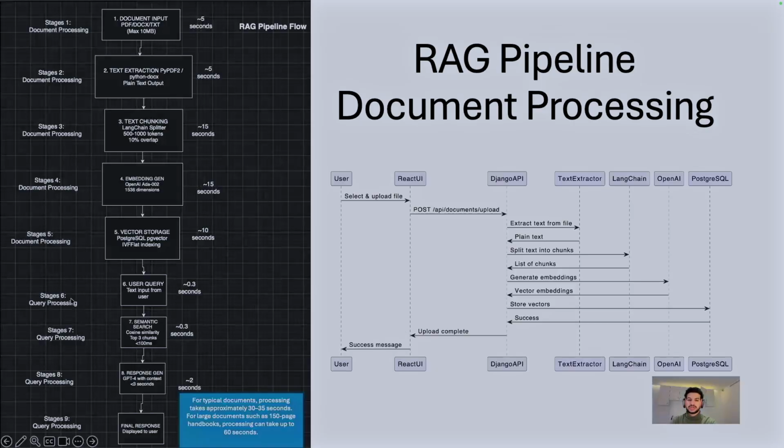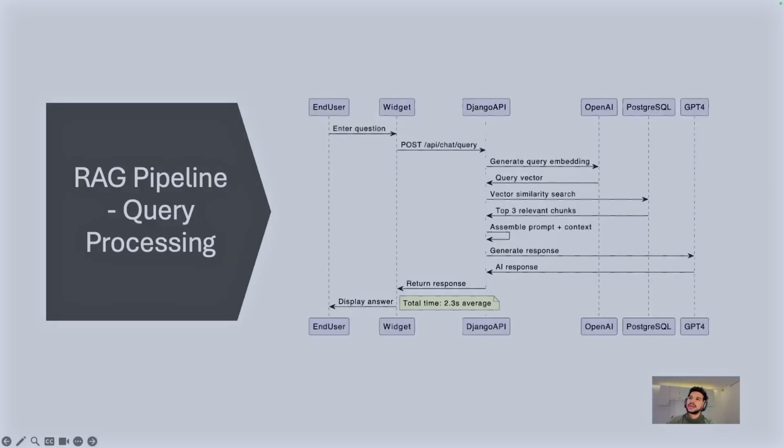The next page we have is RAG pipeline query processing. So here you can see the end user asks a question, and it would be sent to the backend. The backend would generate the query, so it would embed it. And then the query embedding would be sent back to the backend. The backend would try to search for similarity between this and the context that was uploaded before by the main user.